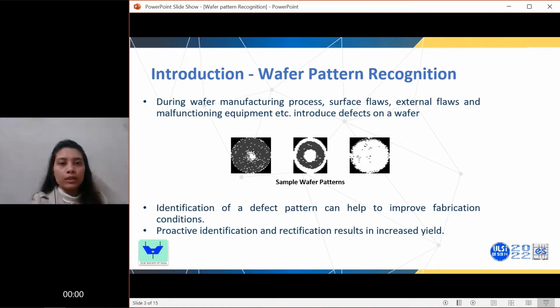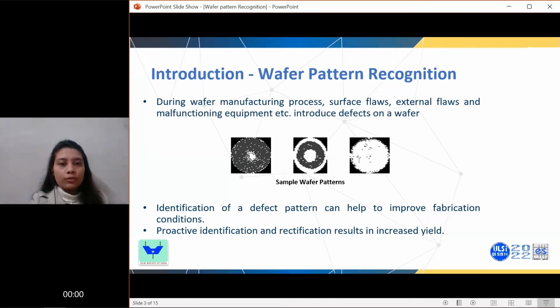During the manufacturing process of wafers, faults are introduced in the wafer at various stages. These faults can be caused by surface flaws, external flaws, and malfunctioning equipment, which result in decreased yield in the manufacturing line. These faults can be represented as binary wafer bin map patterns, where 0 indicates a good chip and 1 indicates a faulty chip. A wafer bin map is represented in binary image data format, where these faults can have some visible shapes and patterns. Some sample defect patterns can be seen in these figures.